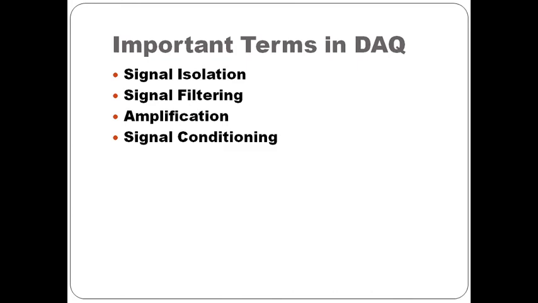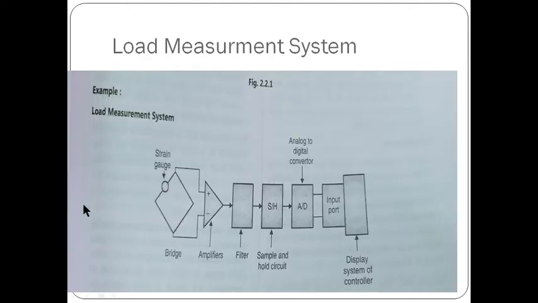Okay, so now we are going to see some important terms in the data acquisition system. The first term is signal isolation. Signal isolation is a technique for transmitting a signal from a source to a measuring instrument without requiring a physical link. So here we are going to measure the load directly without physical contact with the load. It is placed on this strain gauge, and the strain gauge sends the load signal here.